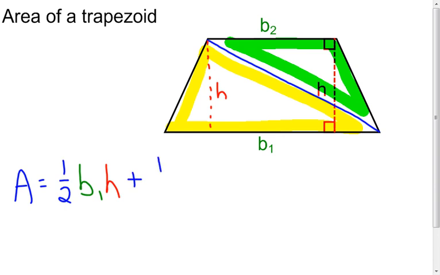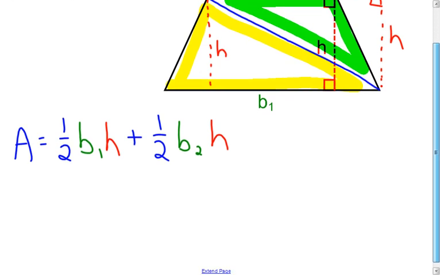Now I have to find the area of the top triangle. So 1/2 times the base of this one, I'm going to use B2 as the base. And if B2 is the base, then really my height is actually going to be here with my base extended. Well, that's also H long, so it's right there. Here's one formula for the area of a trapezoid. It's not a formula that I would use, but it is a formula.